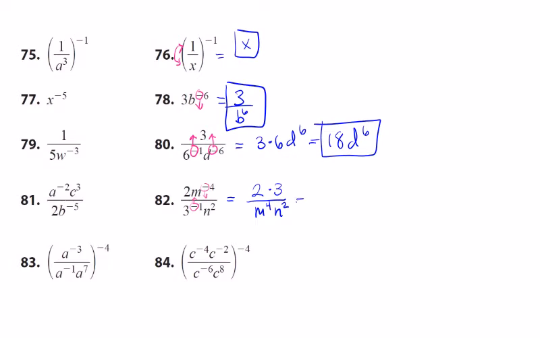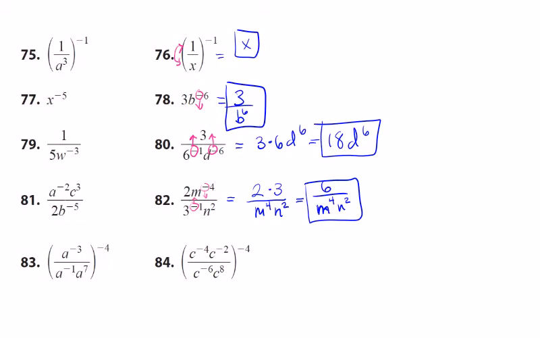And so now we can multiply 2 by 3. We get 6. M to the 4th, n squared. We can't do anything with those. They're not like bases. So we just leave it like that. All right. Should do a better job with my m here. There we go.